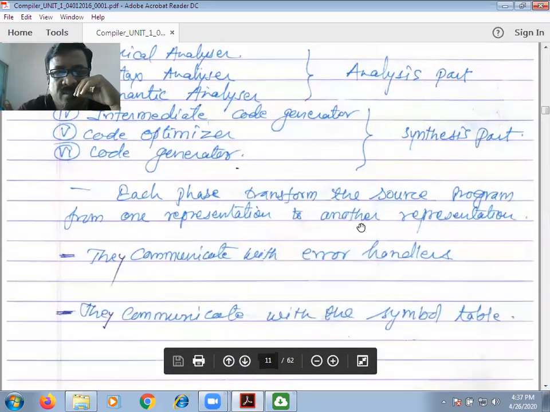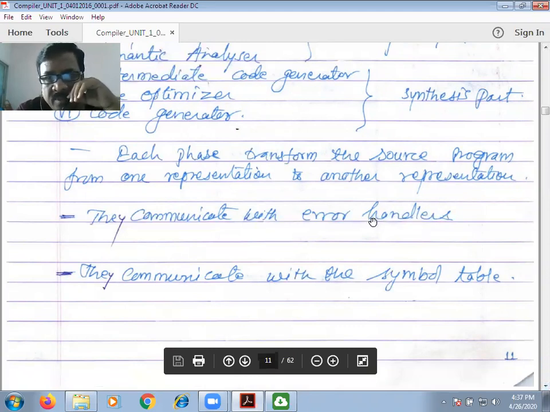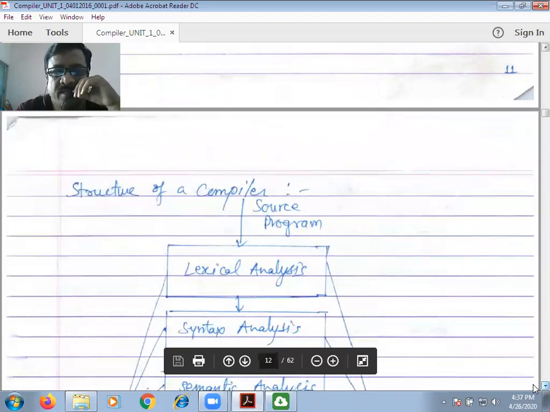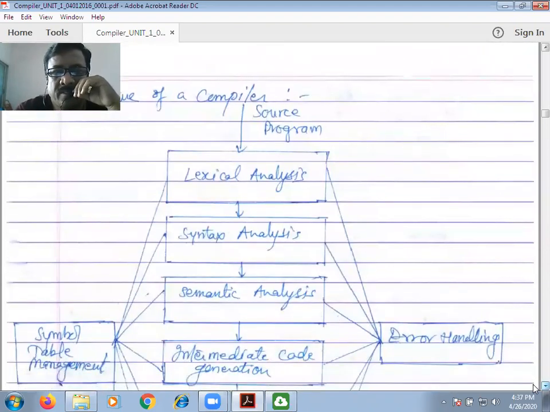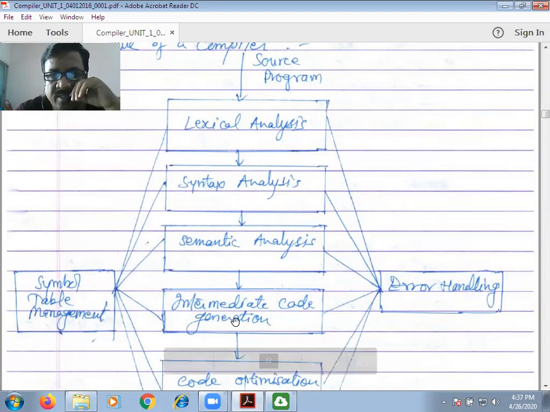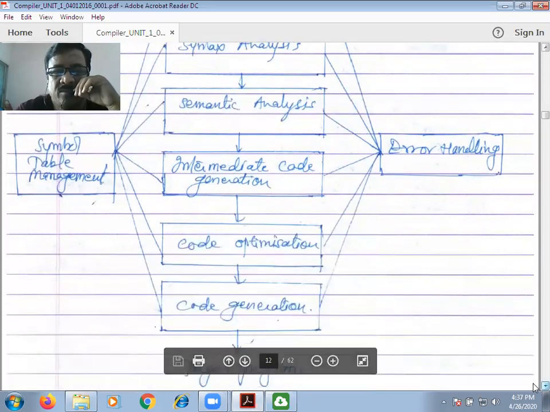Each phase transforms the source code from one representation to another representation. They also communicate with the error handlers and the symbol tables. We will discuss the error handlers and symbol table later. This is the structure or block diagram of compiler, which consists of lexical analysis, syntax analysis, semantic analysis, intermediate code generator, code optimization, and finally code generation.